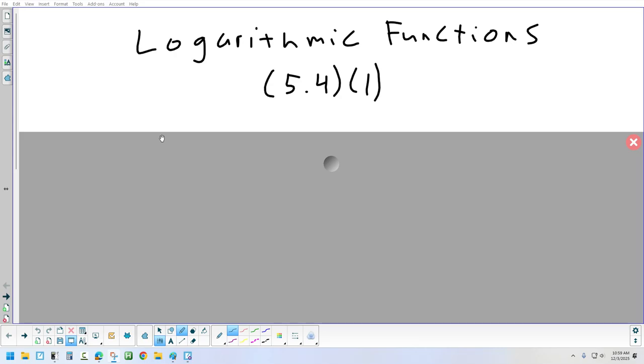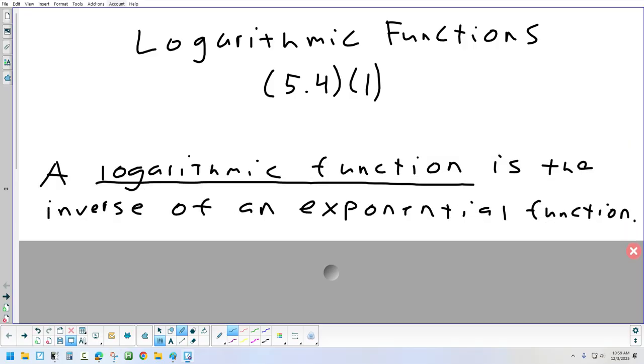All right, so we're going to look at our last type of function that we're going to study before we start trig, which will be next academic week, and that's logarithms. So logarithms are connected to exponentials in that they are the inverse. Another example of an inverse that's more familiar, think of squaring and square rooting. Those are inverses of each other. Logarithms and exponentials are also inverses of each other.